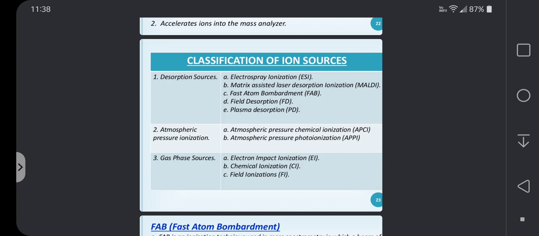Classification of ion sources. First, desorption sources: we have electrospray ionization, matrix-assisted laser desorption ionization, fast atom bombardment, field desorption, and plasma desorption. Second, atmospheric pressure ionization, in which we have atmospheric pressure chemical ionization and atmospheric pressure photoionization. Third, gas phase sources, which have electron impact ionization, chemical ionization, and field ionization.